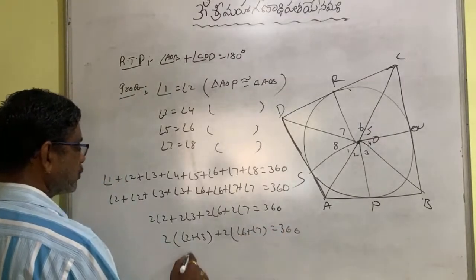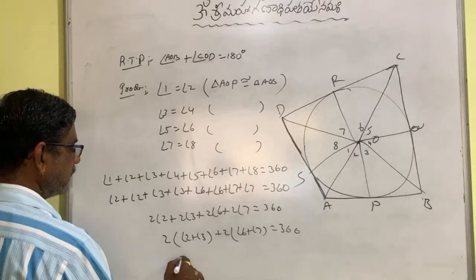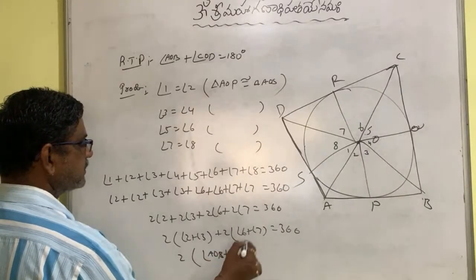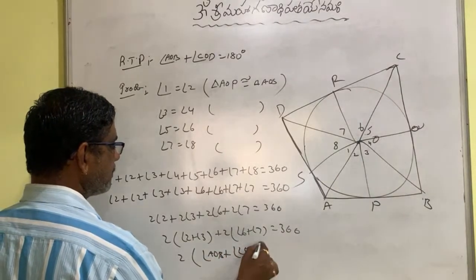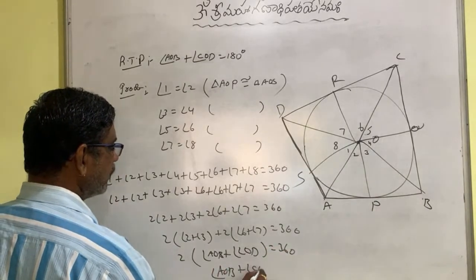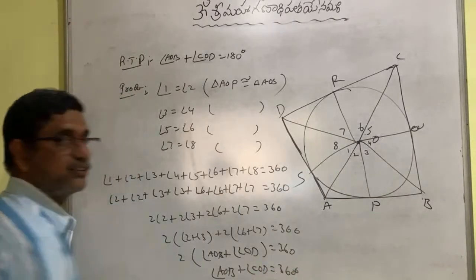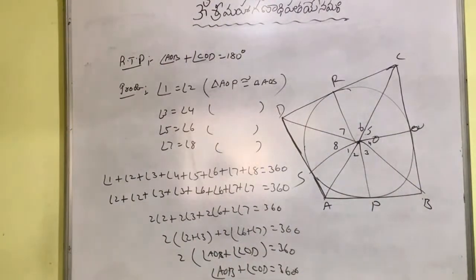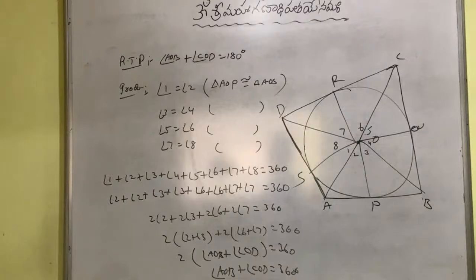2 common. Angle 2 plus angle 3 is nothing but angle AOD. 6 plus 7 is nothing but angle COD, is 360. So angle AOB plus angle COD is 360. Okay na? Just in the place of 1 you can insert angle 2, and in the place of 4 you can insert angle 3. 5 you can convert into 6 and 8 also into 7. Okay na?